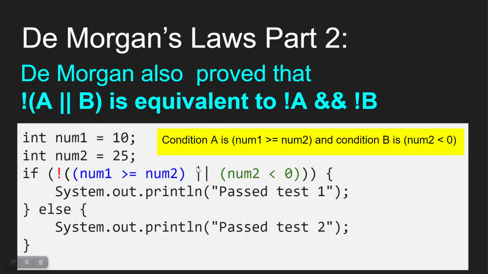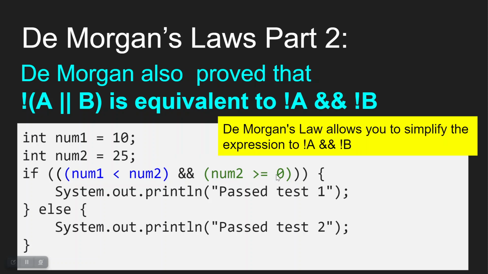I recognize that we have an or sign right here, but I also recognize that I've got a not sign over here. So my goal is I can look at this as a not (A or B) situation, but according to De Morgan's law, it's equivalent to not A and not B. So now I take my not sign and I put it in here. I'm going to flip my math sign, so that's going to be less than. I've got to change this to be and, and then change this to be greater than or equal to. So that's what we end up doing on this one. We can simplify things, and we can now look at this as num1 is less than num2 and num2 is greater than or equal to 0.